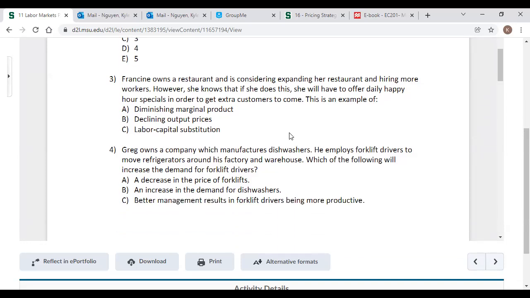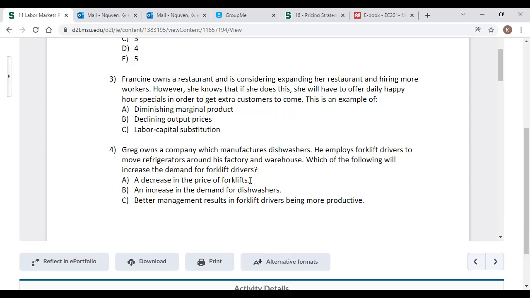Greg owns a company which manufactures dishwashers. He employs forklift drivers to move refrigerators around his factory and warehouse. Which of the following will increase the demand for forklift drivers? What I want you guys to remember is the rational rule for employers, and I'll say it again just so you can refresh. It basically says you should hire one more employee if the marginal revenue product, or the marginal benefit you receive from them, is greater than or equal to their marginal cost. And I want you to remember that because that's in effect right now.